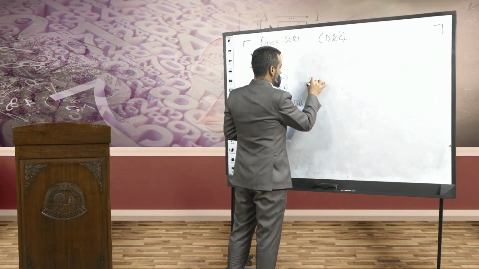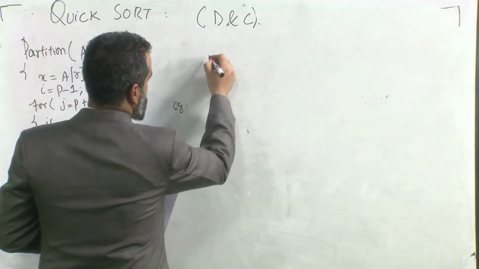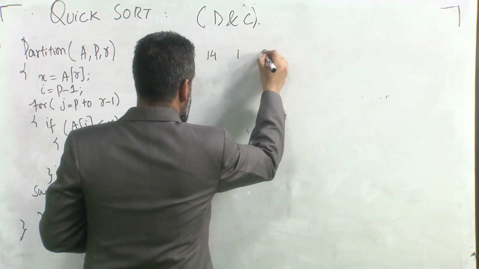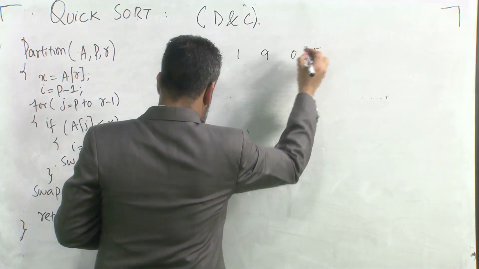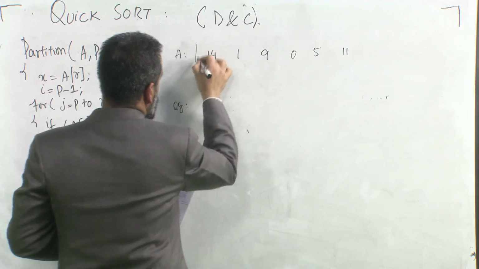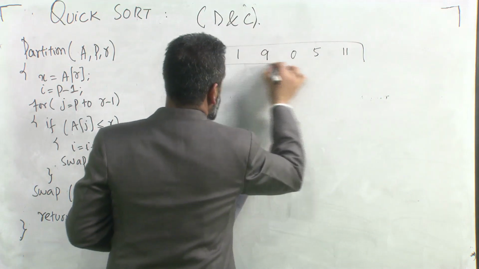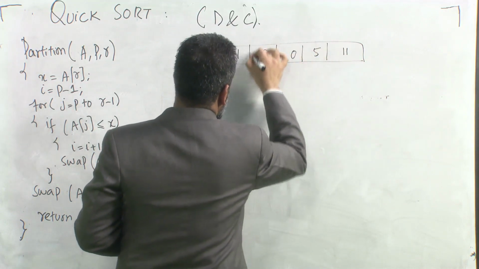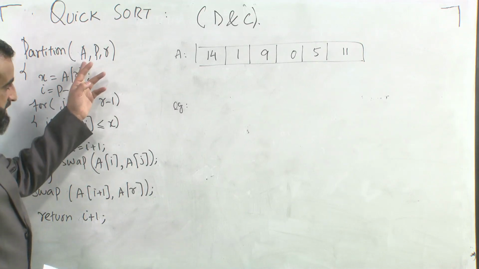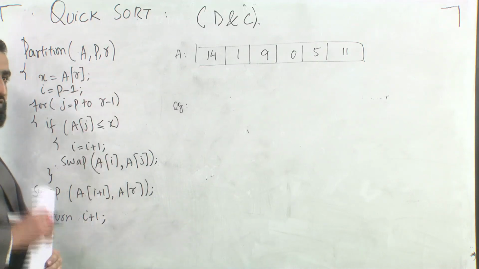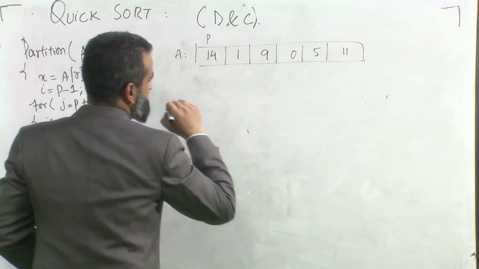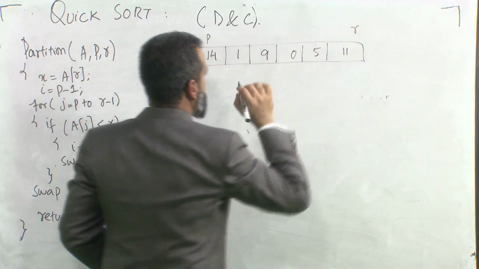If I take this example, suppose we have a given set of numbers which contains a 14, a 1, a 9, a 0, a 5, and then 11. So this is my given array. Now I'm using basically two more indexes over here. P will be pointing to the first element and R will be pointing towards the last element. So essentially this is my P, the first, and this is my R, the last element.